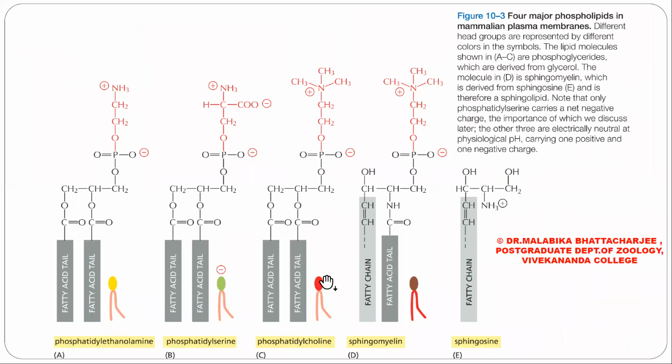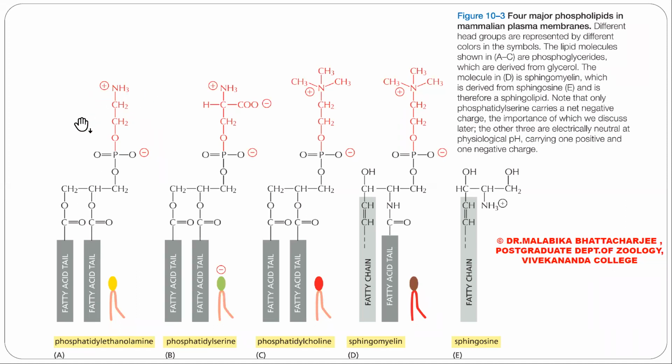So I was talking about the major phospholipids. I gave you just now the names of the major phospholipids present in the plasma membrane. And as you can see, we have phosphatidylethanolamine, phosphatidylserine, phosphatidylcholine, sphingomyelin, and fatty acid and the sphingosine. Now, if you look into all these phospholipids, you can see that phosphatidylserine is a negatively charged phospholipid.